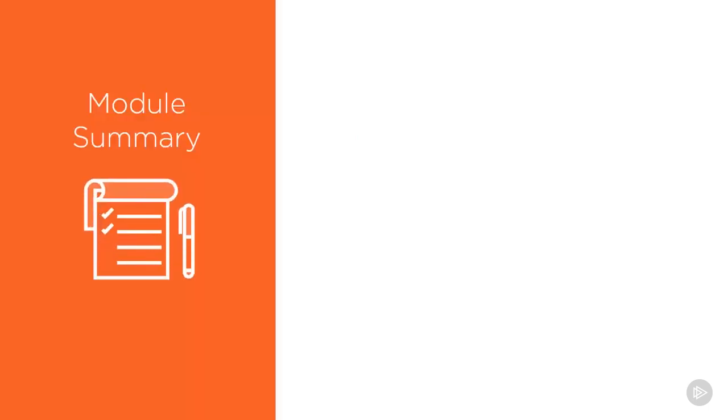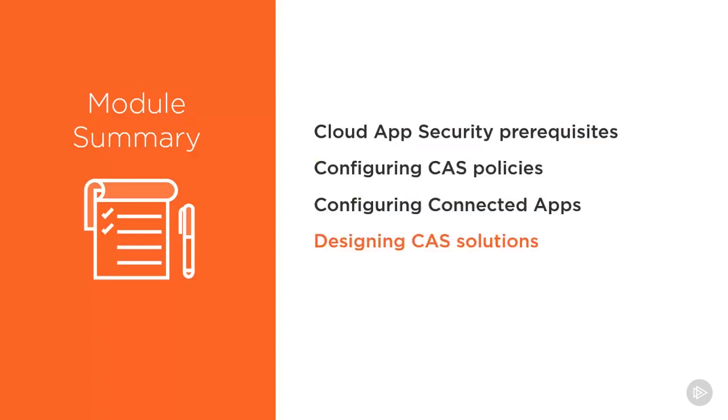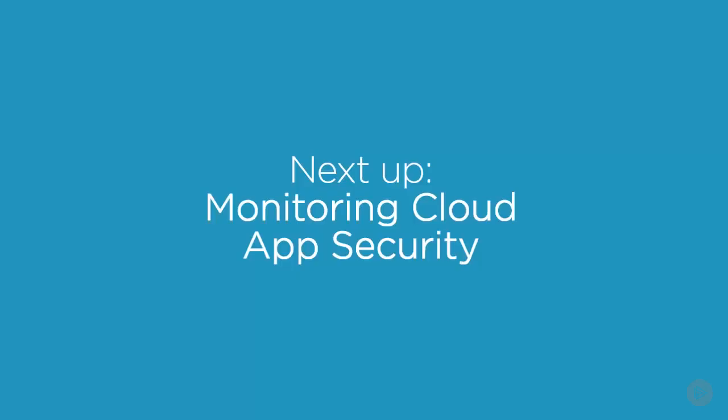So in this module, we went through the cloud app security prerequisites. We discussed the configuration of CAS policies and saw how to create a CAS policy. We configured a connected app. And we also discussed the CAS solution technologies that are available to provide us an umbrella type scenario when working with cloud app security. And next up, we're going to look at monitoring cloud app security.